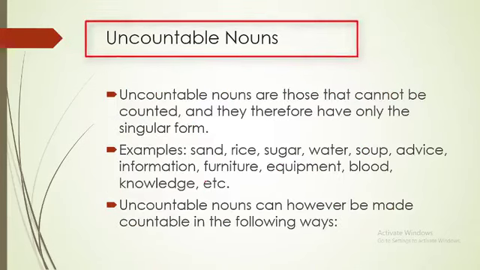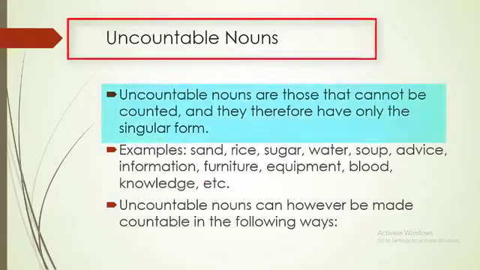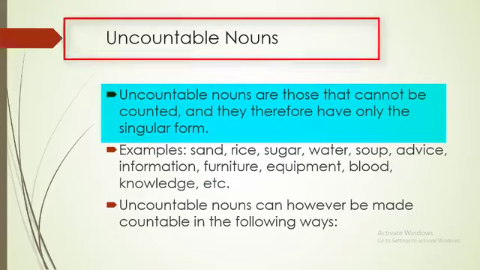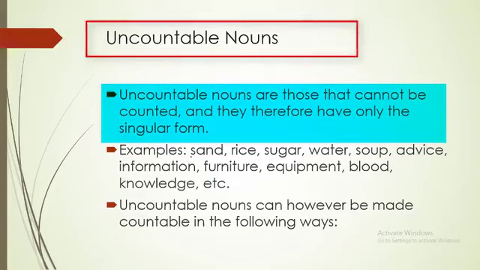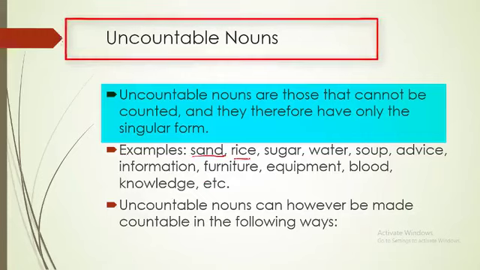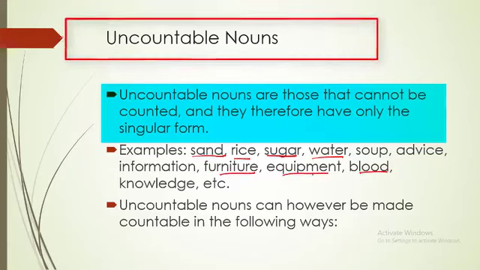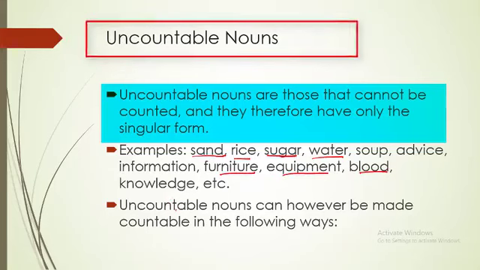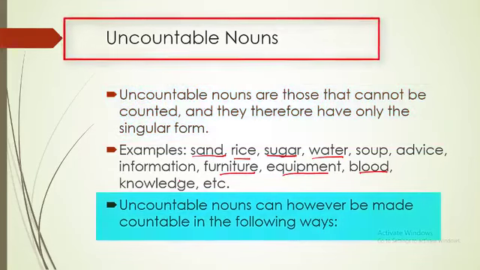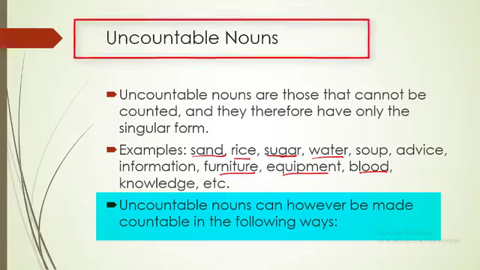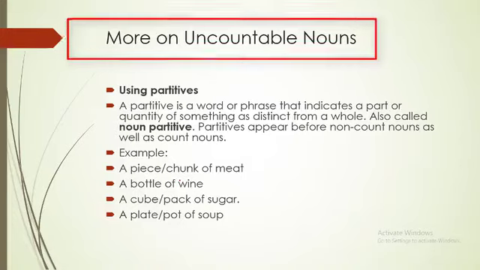But non-count nouns or uncountable nouns can't be itemized. That is, they can only have singular forms. For instance, we have rice, sand, sugar, water, soup, advice, furniture, equipment, blood, knowledge, etc. However, non-count nouns or uncountable nouns can be made countable.